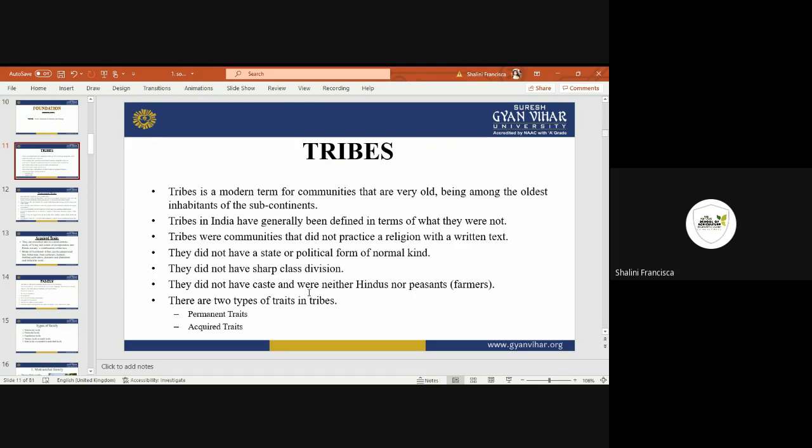Hindus follow this caste system, so they were not included in it, and neither were they farmers, but they were indigenous people who understood the importance of the environment in which they are living. They are of two types, and they are called trades in tribes. The first one is permanent trade, and the second one is acquired trade.